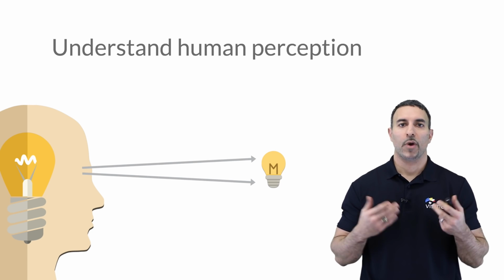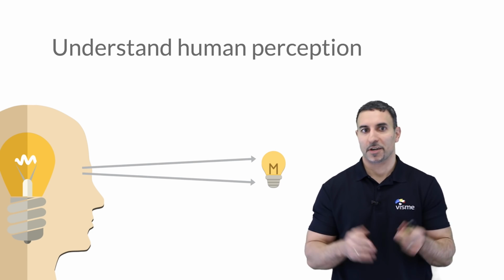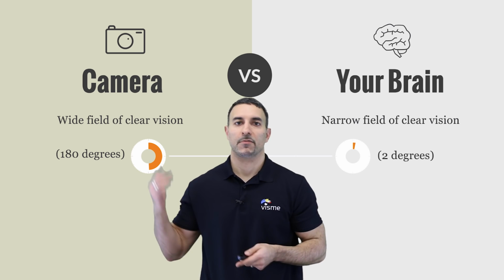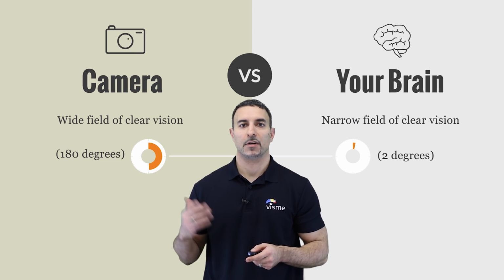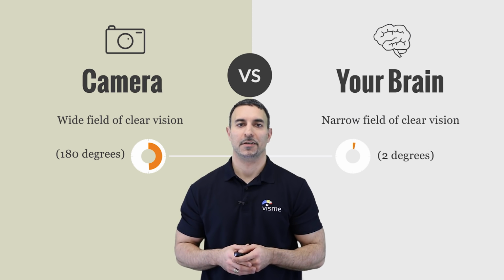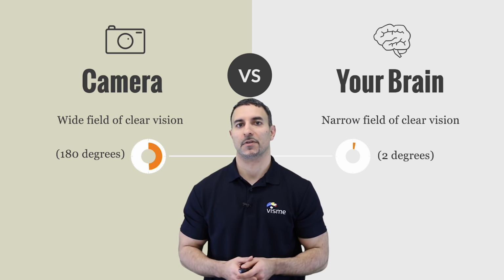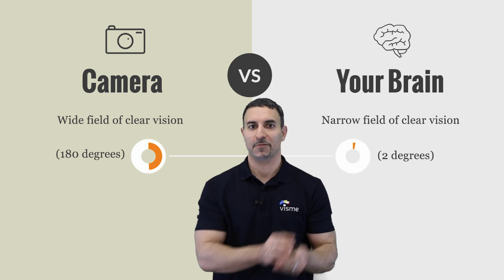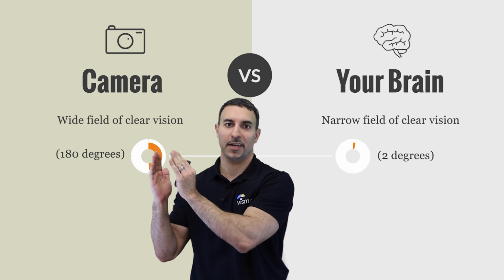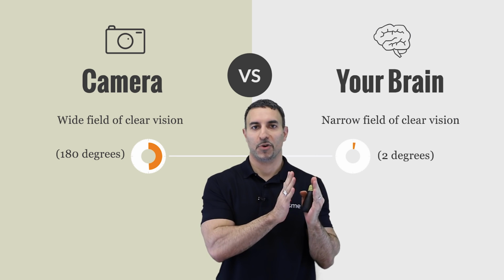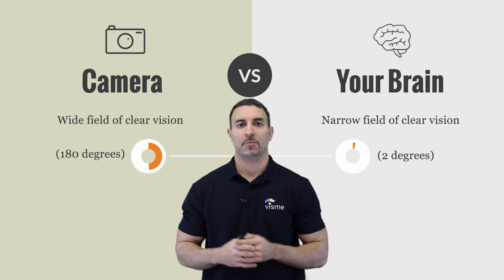The way it doesn't work is that we don't process images like a camera. All right, we are not cameras. So your brain versus the camera: a camera has a very wide field of clear vision, but the brain has a very narrow field of vision. It's only about 2 degrees for your brain versus about 180 degrees for the camera. So it's much wider on the camera and much narrower for your brain. And that's one of the big problems.